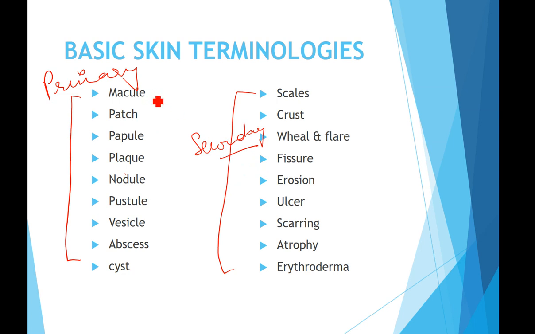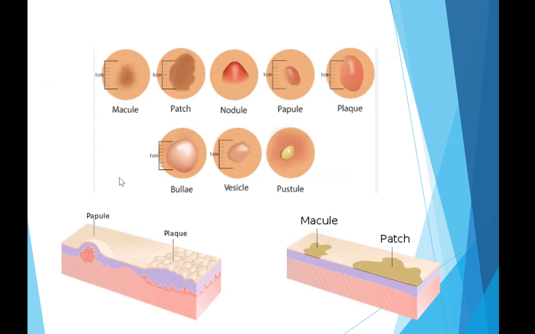Okay, so out of these we have these 2, then these 3, and then these, right? So macule and patch are basically about color, right? Then papule, plaque, and nodule are basically about the level of the skin, like they are raised above the level of the skin, right? And then pustule, vesicle, abscess, and cysts are according to the fluid consistency they contain, right? So moving towards the next slide.